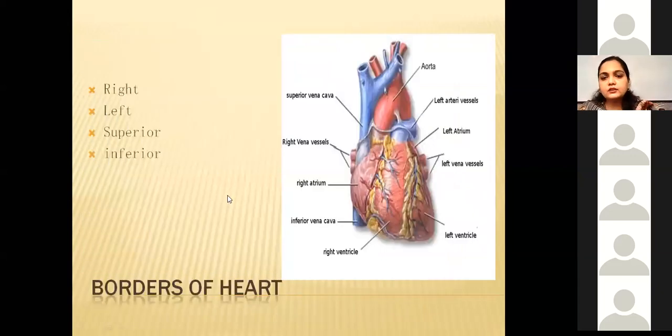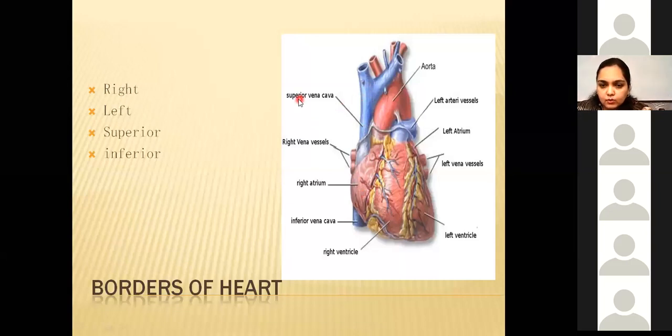Now the borders of the heart, the gross anatomy of the heart. The heart has four borders: right border, left border, superior and the inferior border. Come to the right border. This is a slide showing the right border of the heart, and it is in line with the superior and the inferior vena cava. When you go in your museum and study through models, you can easily identify which is the right border of the heart.